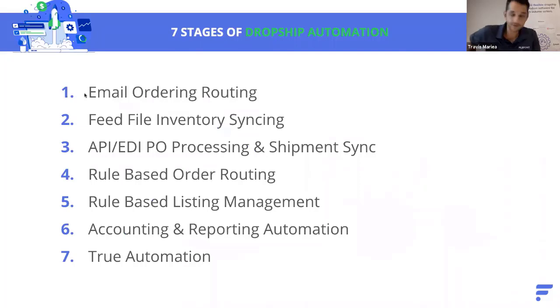So the 7 stages, and these are in the order that we typically see from our customers. We've been doing this for 16 plus years. We see how people start to automate their operations. We typically see them in these 7 stages. The first 2 could almost be flipped, and I'll talk a little bit about that. But typically the first thing we do see is people starting to just route orders via email automatically.